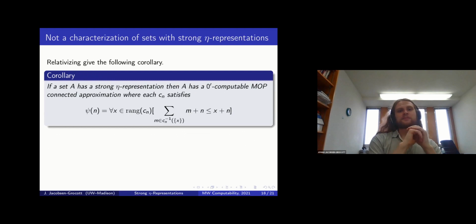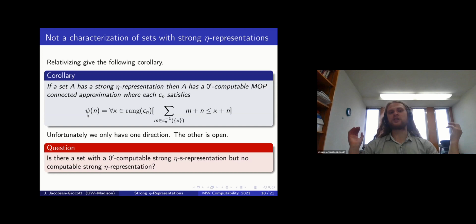All right. However, unlike other results, this doesn't relativize. So if we relativize it, we get one direction. If A has a computable strong eta representation, then A has a zero jump computable monotonic order preserving connected approximation, where each Cn satisfies psi. Unfortunately, this is only in one direction. So it's an open question: is there a set with a zero jump computable strong eta S representation, but no computable strong eta representation?